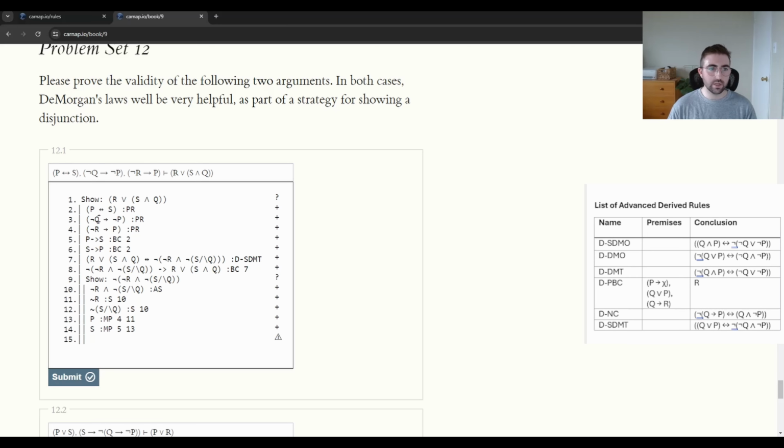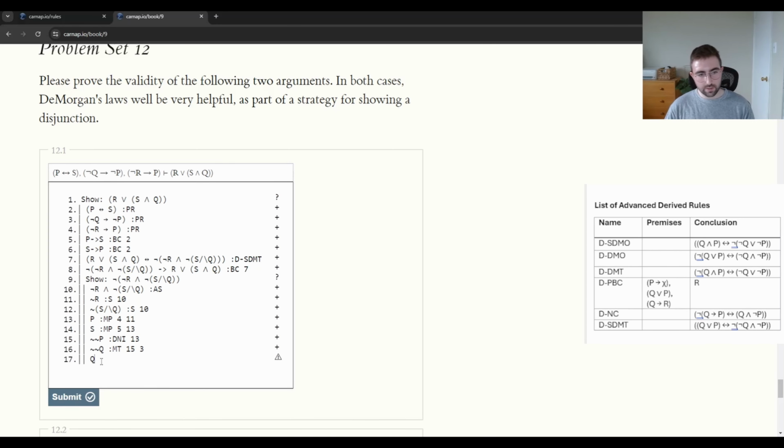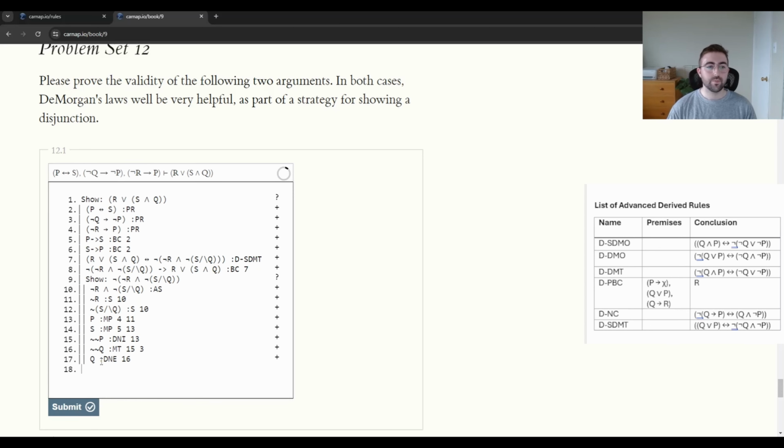So let's see, how could we get a not Q? Well, we need a not P. Conveniently, we have P here on line 13. So we'll get not P by double negation introduction on line 13. And with that not P, we can get not Q by modus tollens using lines 15 and 3. Well, not Q gets us Q. Look at that. Double negation elimination on line 16.